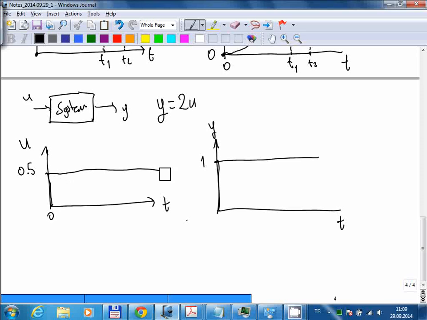If at any instant we change the input, let me use a different color, suppose that at any instant we change the input from 0.5 to 0.75, the output will change at the same instant from 1 to twice that input, which is 1.5.